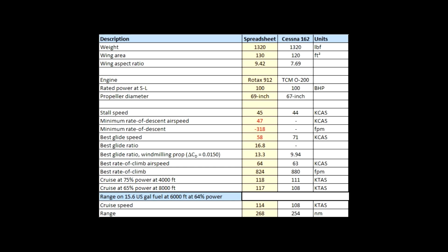Here I am comparing the spreadsheet to another LSA, the Cessna 162 Skycatcher. The data for the Skycatcher is obtained from its pilot's operating handbook. Note the differences in powerplant and propeller diameter. Parameters in red are suspicious. I'm going to call out the minimum sink rate values as incorrect because of the absence of low-speed drag correction. The best glide speed is also suspicious for the same reason.